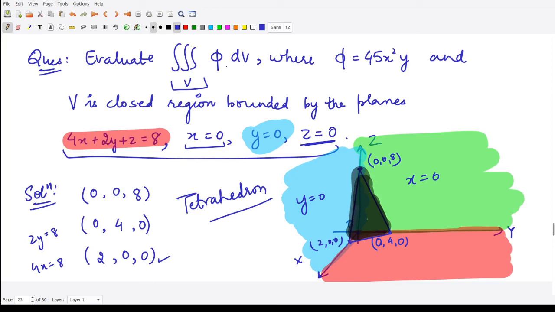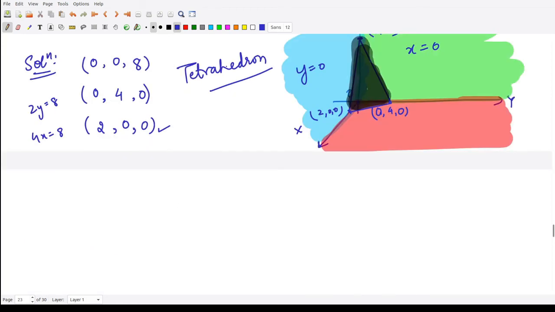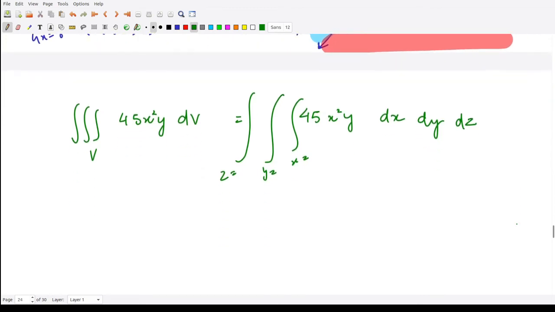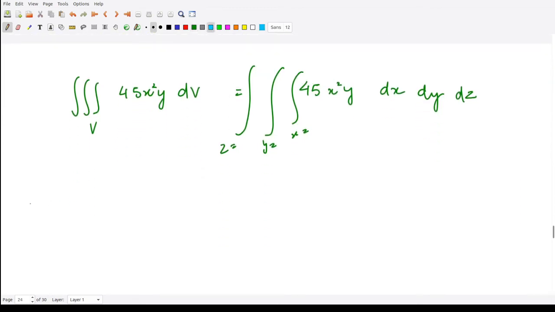Okay, so let's have a look at our limits. So here we wanted to solve this thing. Integration over v of the quantity 45 x square y dv, right? This is what we wanted to solve. So we are to look for the limits here. So for 45 x square y as such, the limits for x, the limits for y and the limits for z. So this is what we are looking for. Here from the given planes and equations we are to calculate our limits. So let's have a look how can we calculate our limits.